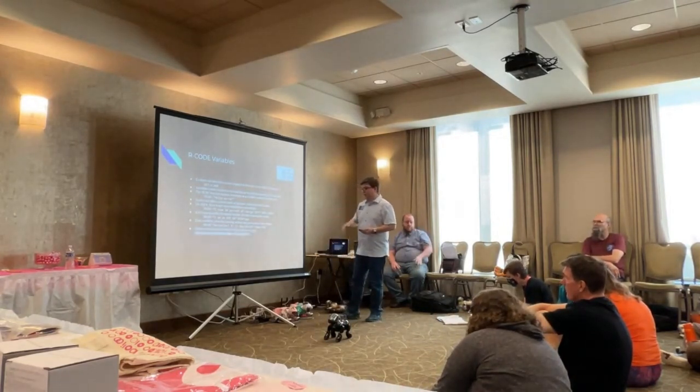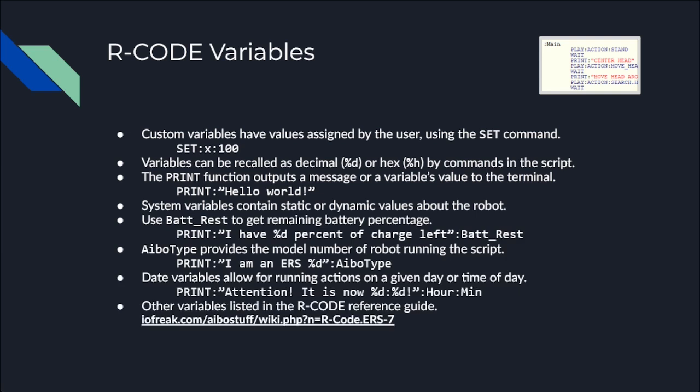There's a whole list of other variables in the R code reference guide here, in the AIBO stuff wiki, which has the official Sony R code reference guide for each model of robot archived in there.